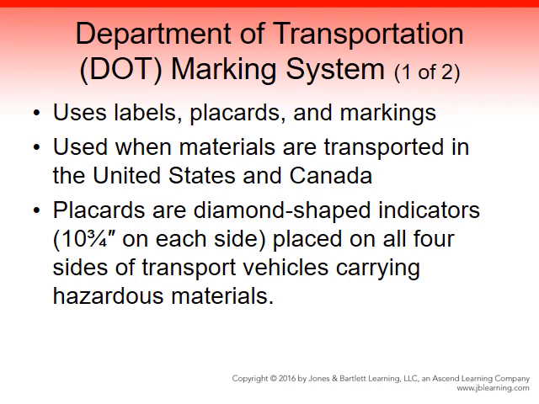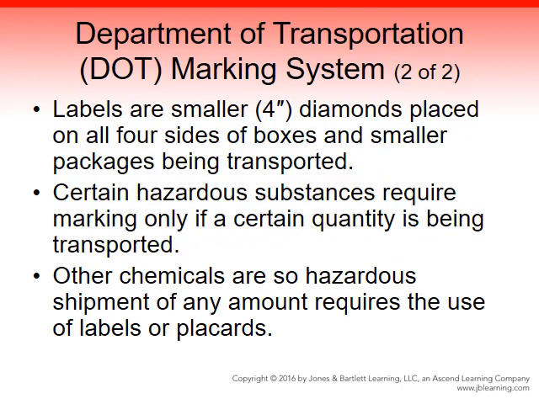Placards are diamond-shaped indicators placed on all four sides of the transport vehicle carrying the hazardous material. Labels are smaller diamonds placed on all four sides of boxes and smaller packages being transported. Certain hazardous substances may require markings only if a certain quantity is being transported. Other chemicals are so hazardous that shipments of any amount require the use of labels or placards.